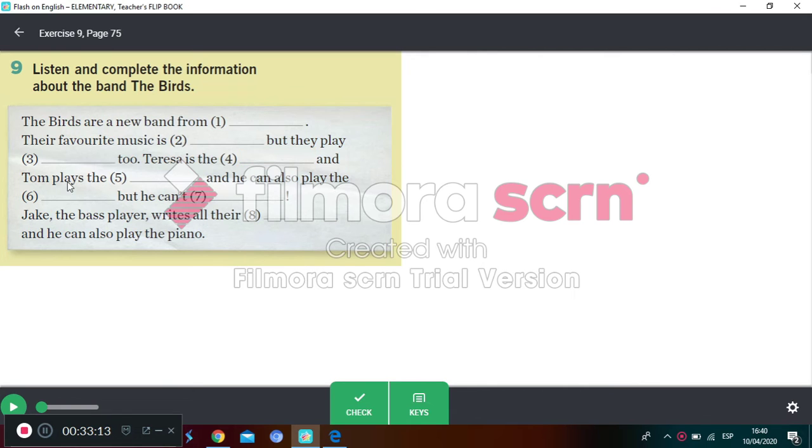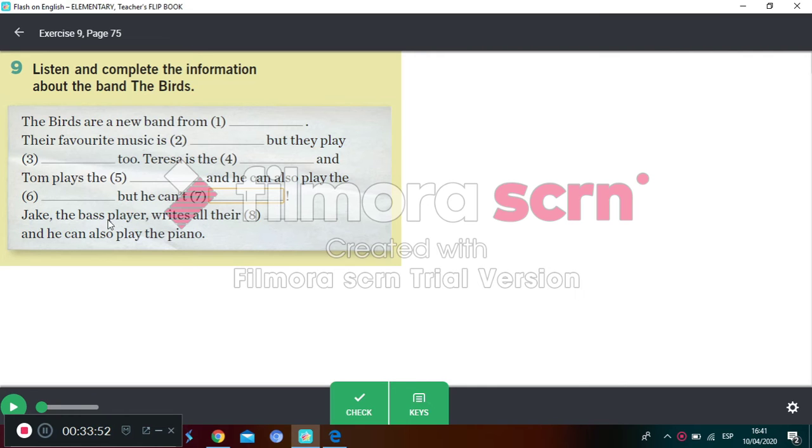Perfect. Now here: Tom plays the... Here you need to complete with the name of the instrument, okay. Concentrate on that information. Tom plays the... Here you need to complete with the name of the instrument. And he can also play the... Here you need to complete with the name of another instrument, okay? He can... Here you need to complete with the name of the action that Tom can do, okay?